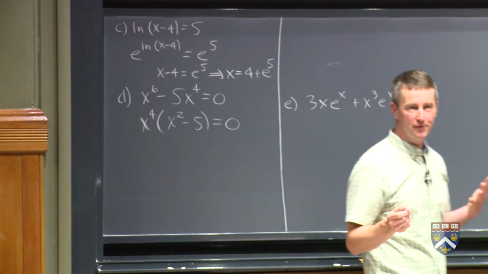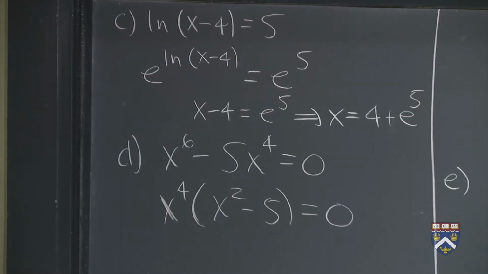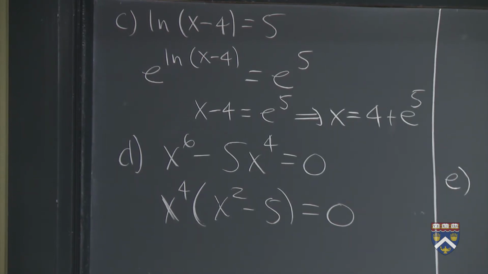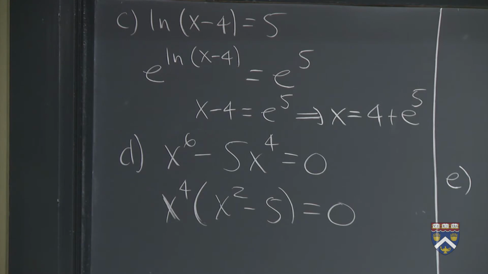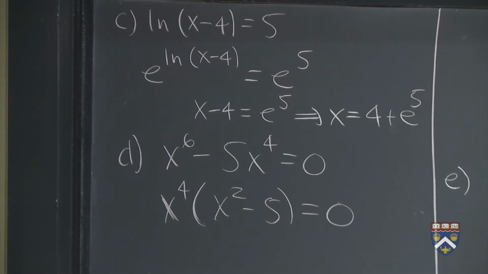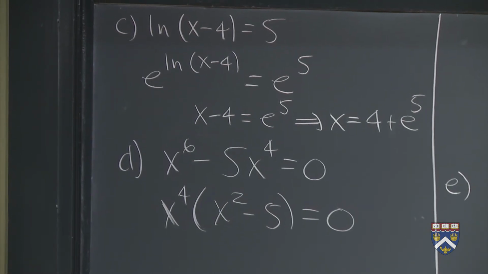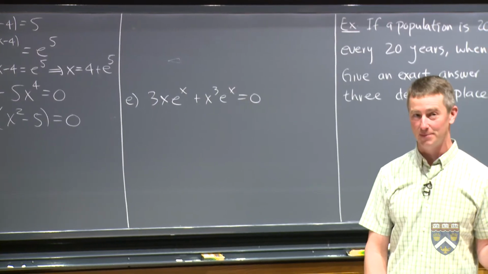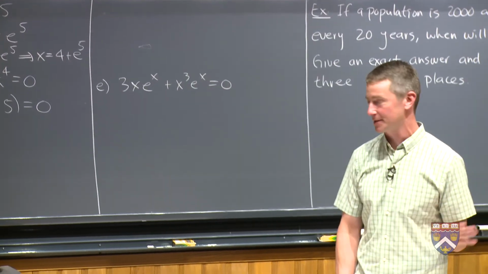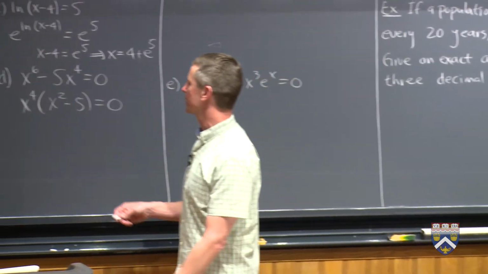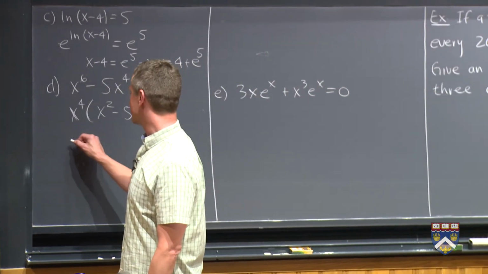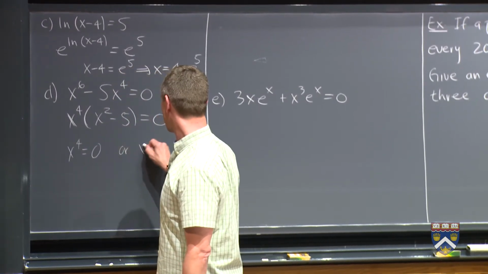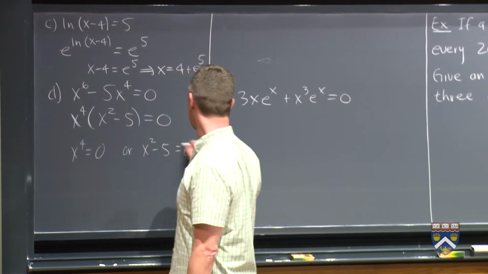And one wonderful property of the real numbers is that if you have two real numbers that are multiplied together to get 0, one of those has to be 0. You can try all your life to find two non-zero real numbers and multiply them together and get 0, and you will never succeed. And this is a very useful and very powerful property of the real number system. It's not true about all number systems. There are other number systems where this doesn't happen. But luckily for us, we're working in the reals. So if I have these two things multiplied together, either x to the 4th must be 0, or x squared minus 5 must be 0.